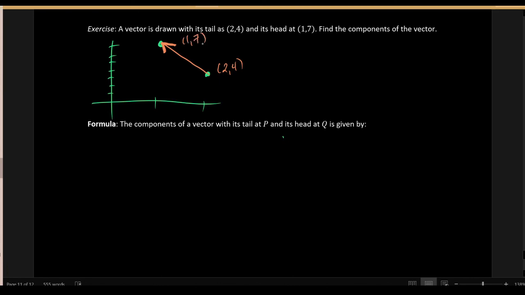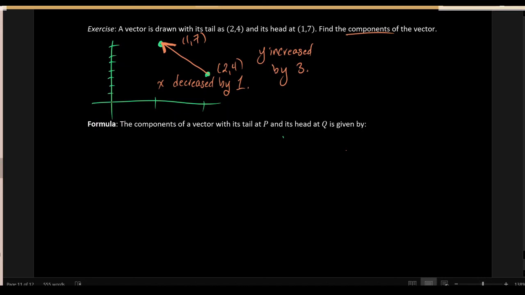So the question is, what are the components of the vector? In other words, if you drew exactly the same vector, not originating from the point 2, 4, but instead originating from the point 0, 0, where would the head of the vector end up? To get from 2 over to 1, the x decreased by 1 unit. To go from 4 up to 7, the y had to increase by 3 units.